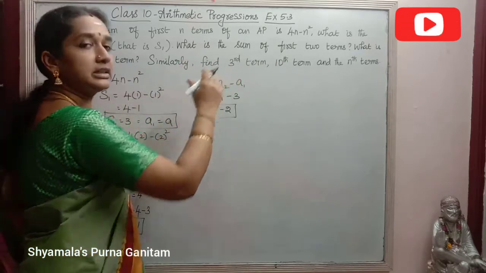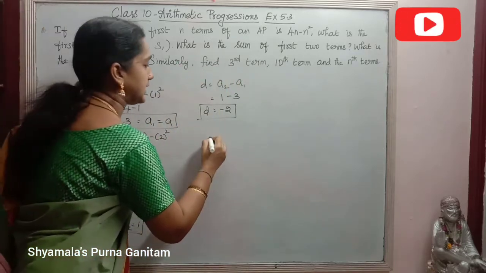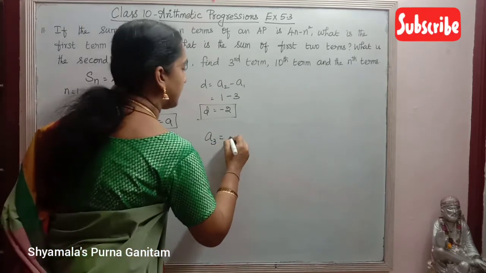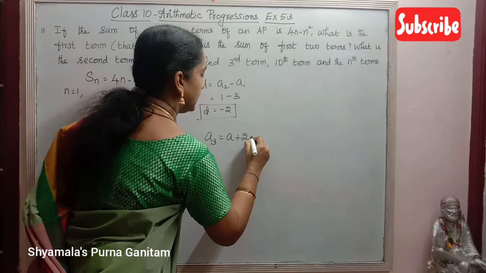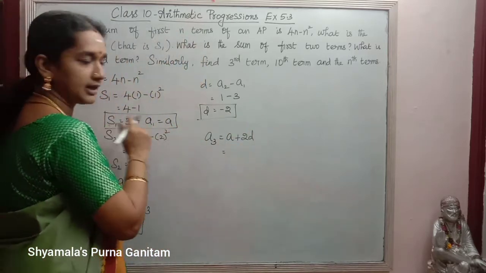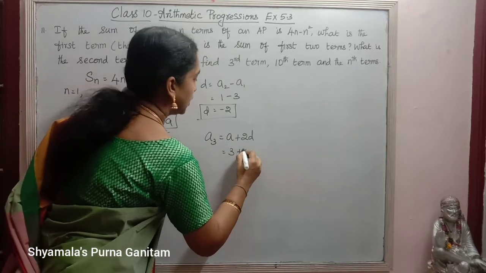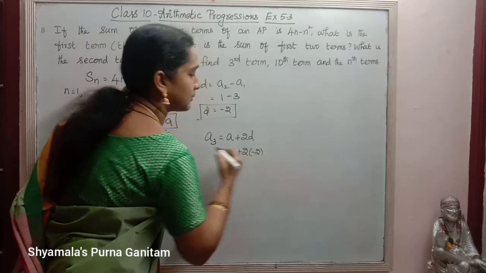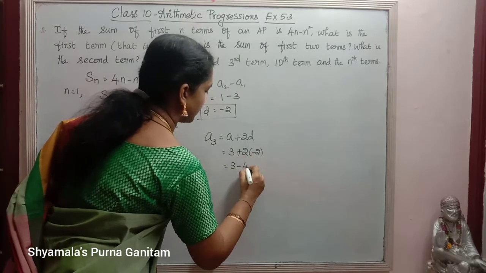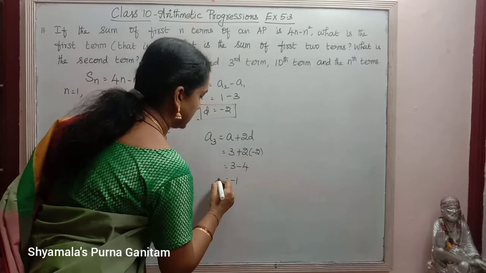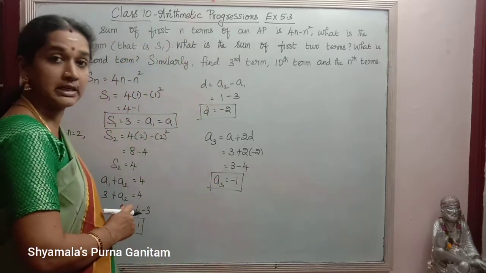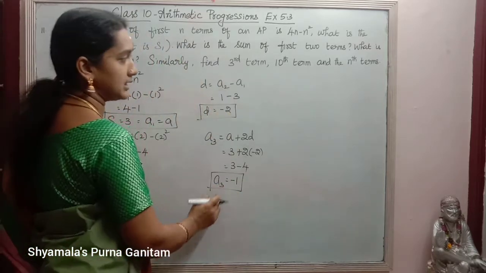Similarly, find third term. So third term is A3. So A3 is A plus 2D. A plus 2D. So A is 3. A value is 3. Plus 2 into D value is minus 2. So 3 minus 2 2s are 4. That is equal to minus 1. So A3, that is third term is minus 1. Third term is minus 1.